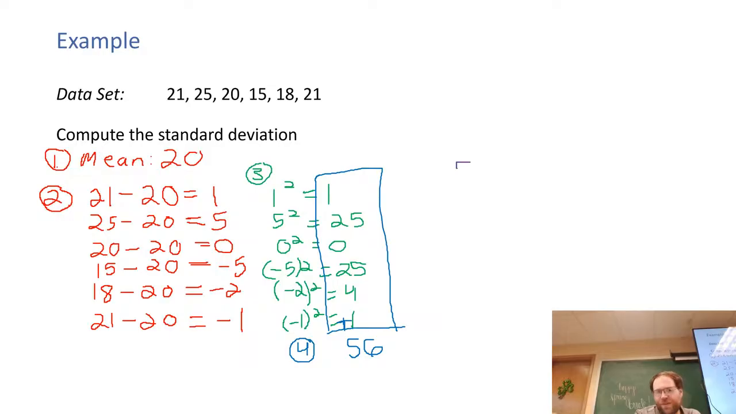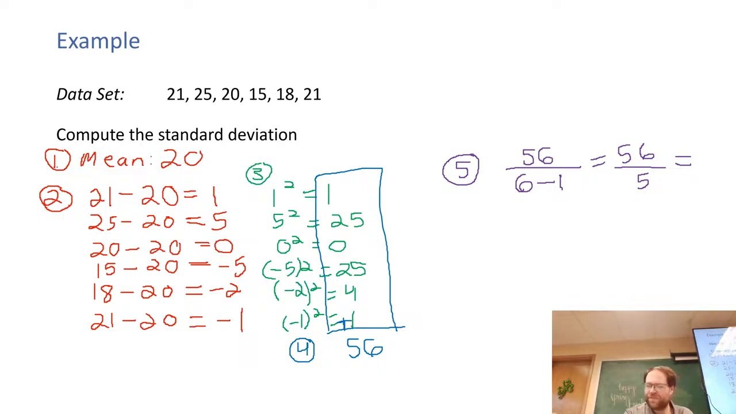What are we going to do with that number for the next step? Divide by 6, and then minus 1. Yep, we're going to divide it by the number of values we have, in this case 6, but minus 1. So we're really dividing that by 5, which is going to give us what number in the calculator? 11.2.